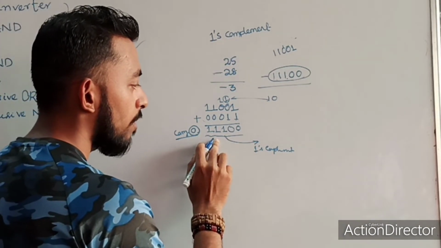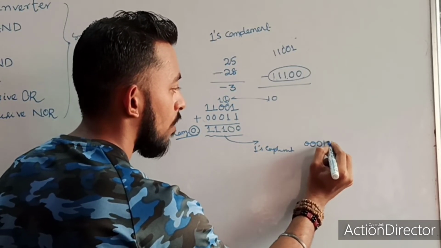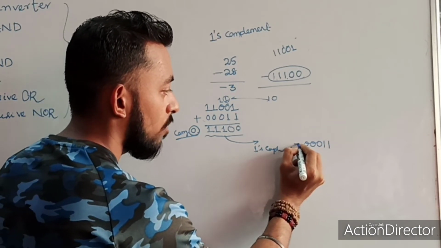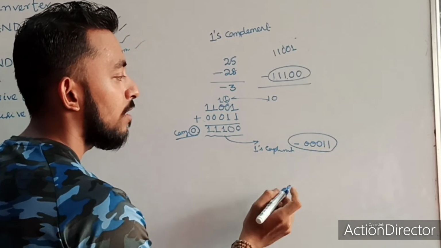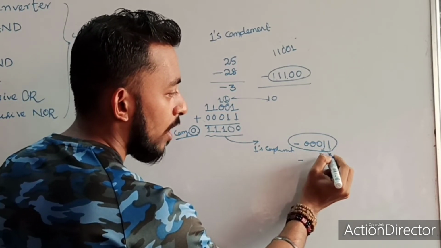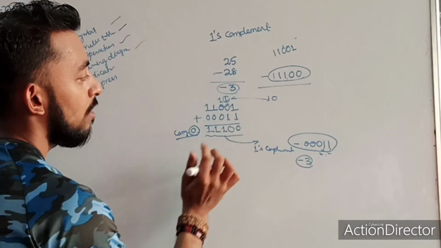So what will be the complement of this one? It is nothing but 0 0 0 1 1. And since I have taken the one's complement, I am going to write a negative number. So this is my final answer. It means it is a negative number, and this value gives me 2 plus 1, which is nothing but 3. So this is minus 3. You can check, this is the minus 3.